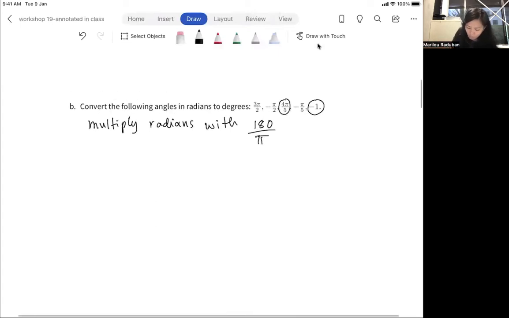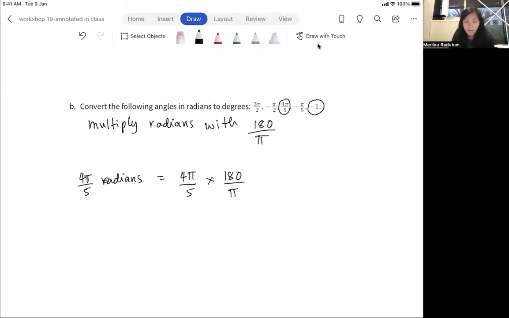Okay. So it's also a recipe regardless of what radians you're given. So for example, 4 pi over 5 radians. You simply multiply that with 180 divided by pi. If you do the calculation in your calculator, that should give you 144 degrees.